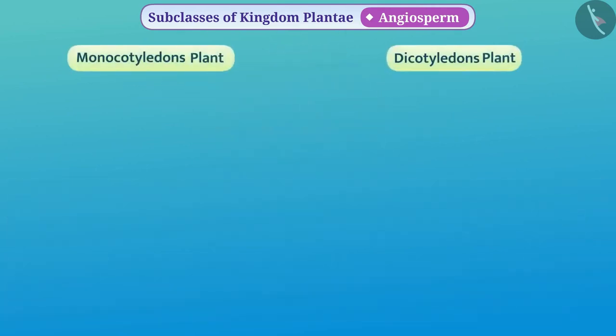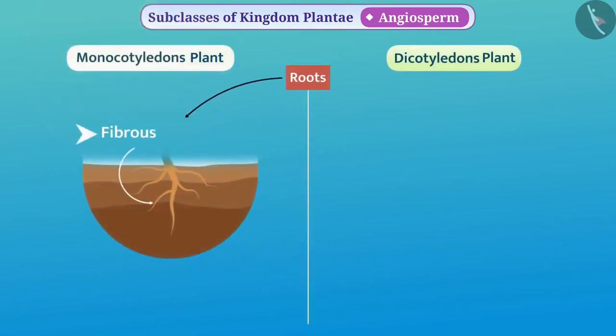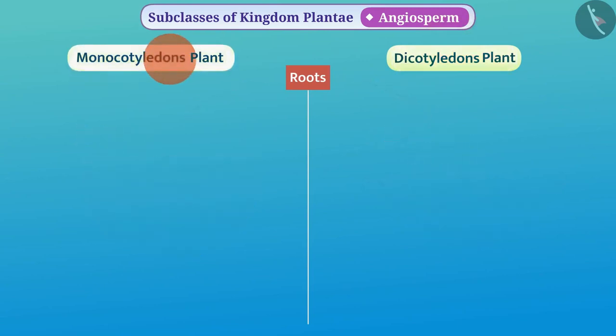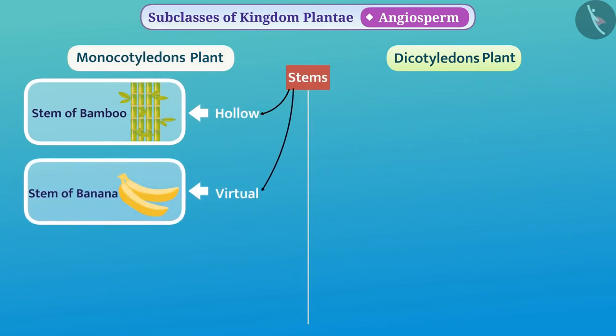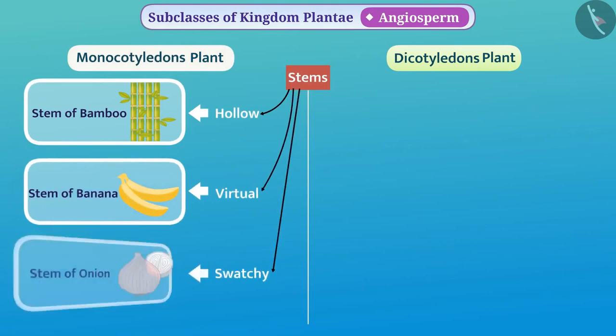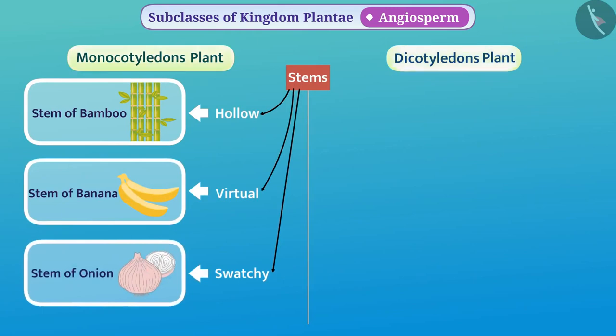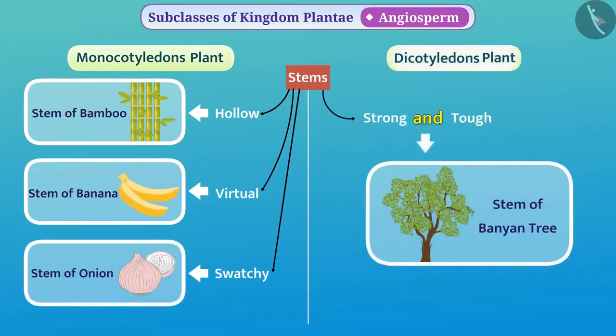Let's understand their characteristics. Roots in monocot plants are usually fibrous, whereas in dicotyledon plants, there are tap roots. In monocot plants, stems can be hollow, such as bamboo, can be solid, such as banana, or can be in bulbous form, such as onion. Whereas the stem is strong and tough in dicotyledon plants.